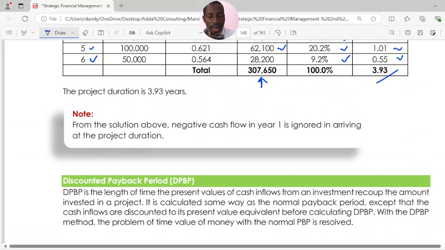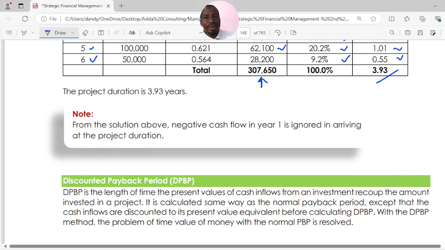Okay, so what do you mean by discounted payback period? The discounted payback period is the same thing as the normal payback period. The only difference is that the cash flows to be generated by the project will be discounted to the present value equivalent before computing the payback period. The traditional method of investment appraisal using payback period does not consider the time value of money. You use your cash inflow to recover the cash outflow or the amount invested in the project.